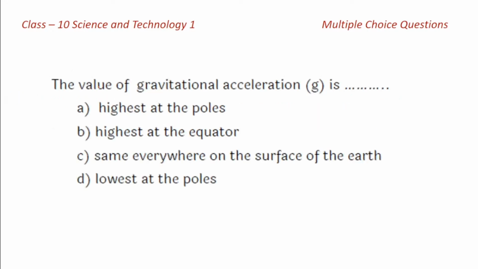The next question is, the value of gravitational acceleration G is dot dot. Highest at its poles, highest at the equator, same everywhere on the surface of the earth, and option B is lowest at the poles. The answer of this question is alternative A, that is highest at its poles. The value of gravitational acceleration is highest at its poles, and in addition to this, it is lowest at the equator.